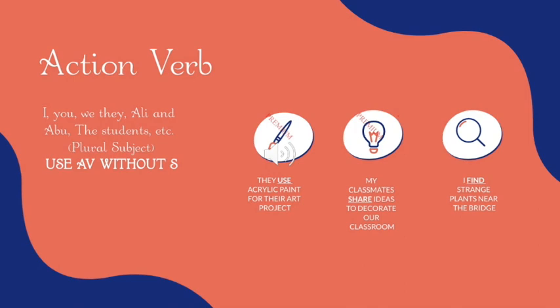For action verb, it's very simple. When you use plural subject, you use action verb without s. So you discard s. Examples of the subjects are I, you, we, they, Ali and Abu, two people. The students with s is plural. For example, the first sentence, they use acrylic paint for their art project. Look at the action verb that I used, which is use. Do I put s? No, because it is for plural subject.